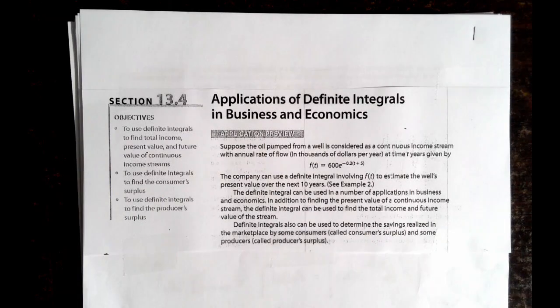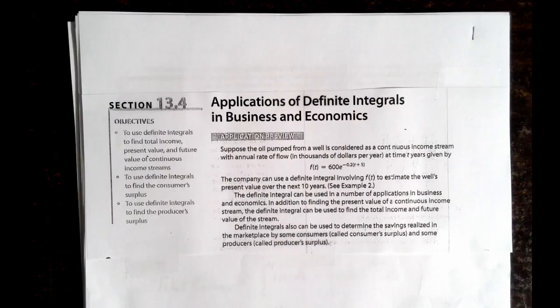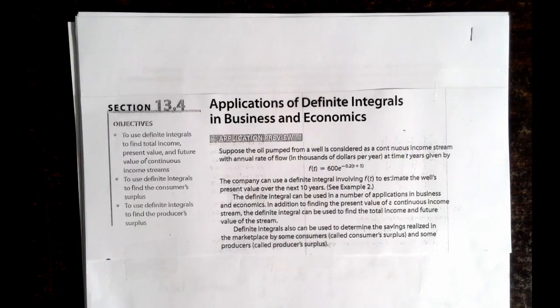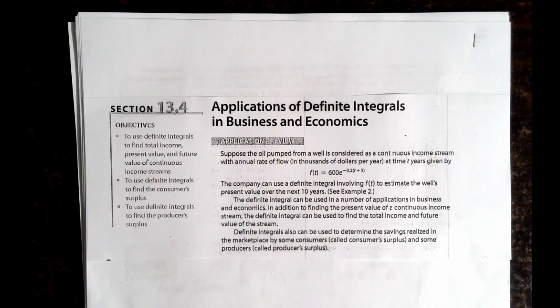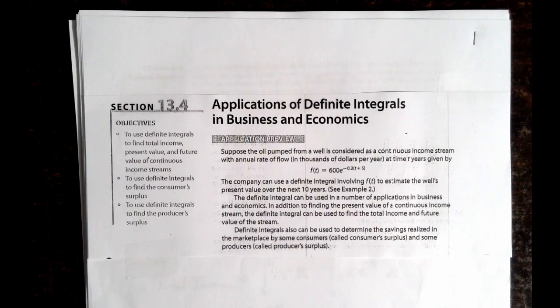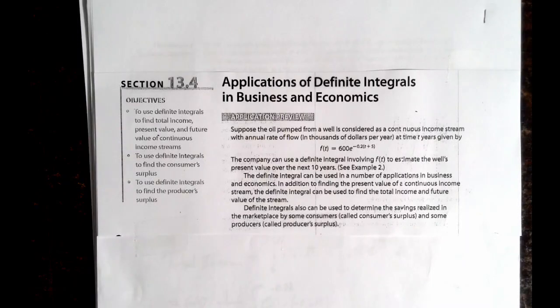Alright, this is the last section in the last chapter of this entire quarter. Alright, section 13.4. So we're dealing with definite integrals and we're dealing with word problems. So we'll be dealing with total income, continuous income streams, present and future value of those. We'll be dealing with consumer surplus and producer surplus.